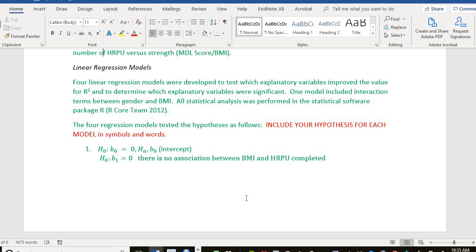So here in the linear regression models, I made 4. I would at least make 3 of them, one with each explanatory variable separately and one with both of them in there. At least 3.